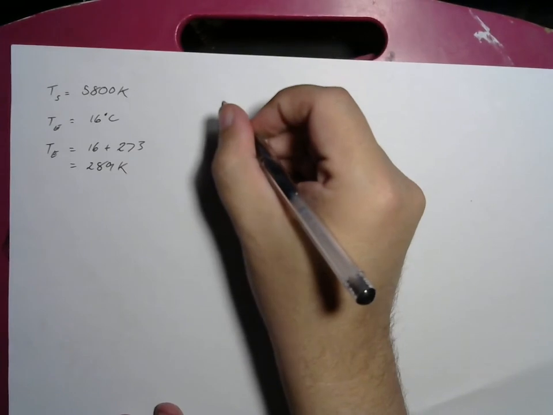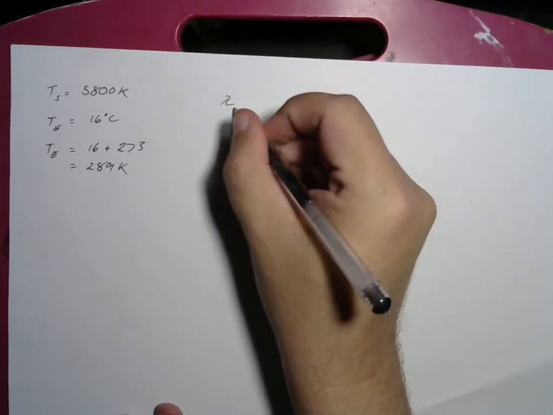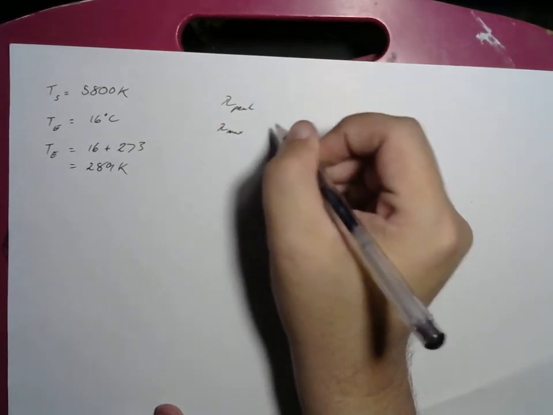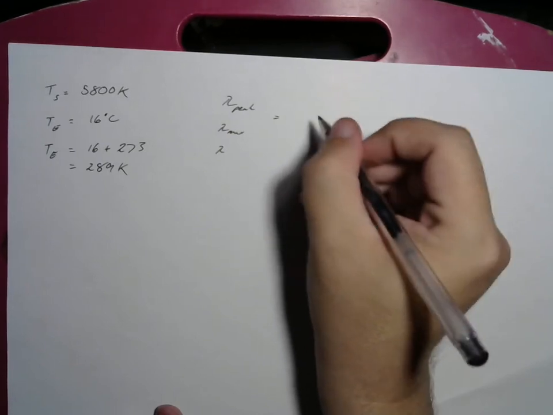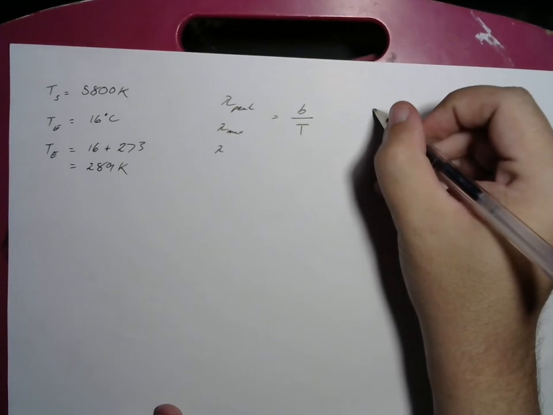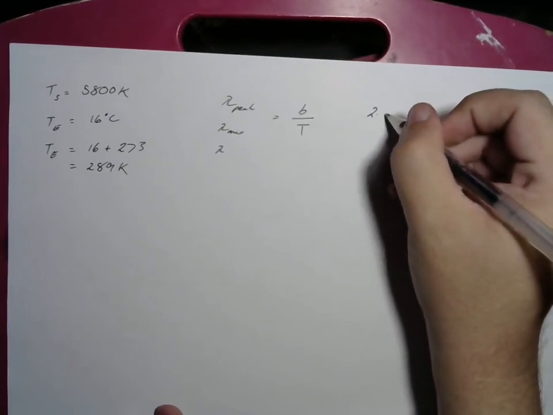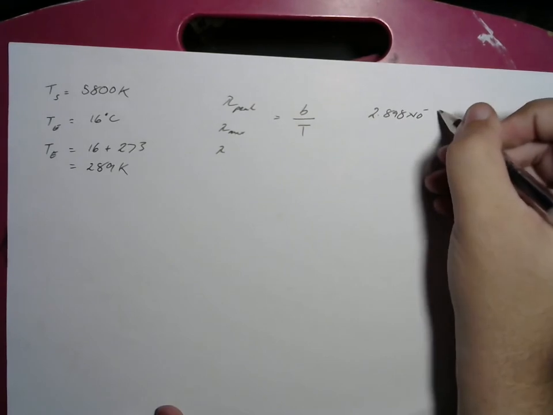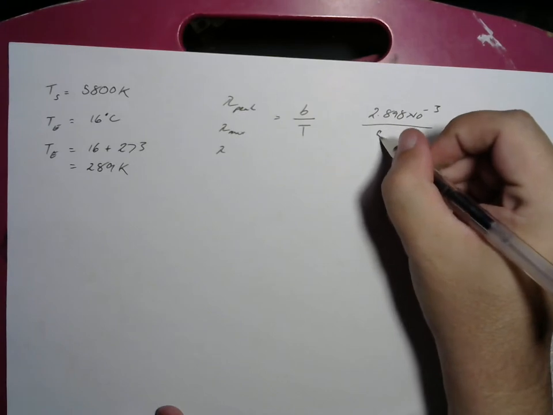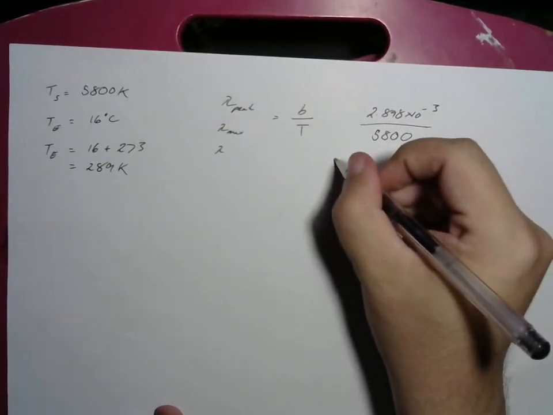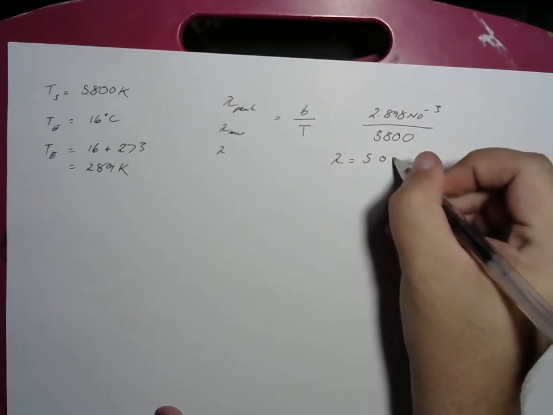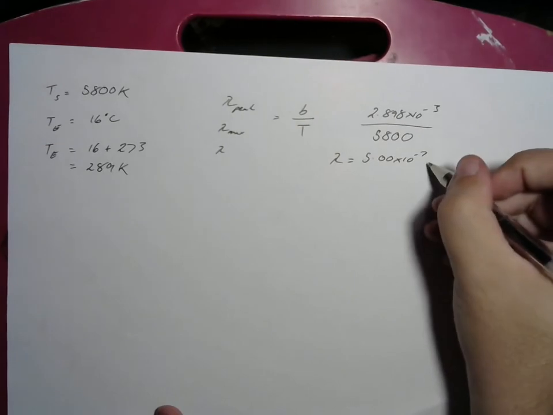We're after peak wavelength. We're just using a very simple formula. Sometimes it's called wavelength peak, other times you see it as wavelength max, other times you just see it as wavelength. It doesn't matter which. It's B divided by T. B is a constant, which is 2.898 times 10 to the negative 3, divided by, let's do our Sun first, 5800, and that means our wavelength is going to equal 5.00 times 10 to the negative 7 meters.